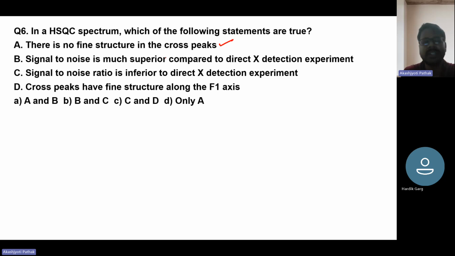The signal to noise is much superior compared to a direct X detection experiment. This is also true; the signal to noise ratio is improved in an HSQC experiment. The statement that it is inferior is false. Cross peaks have fine structures along the F1 axis. This is also false, since there are no fine structures on the F1 and F2 axes. Okay, so options A and B are correct.